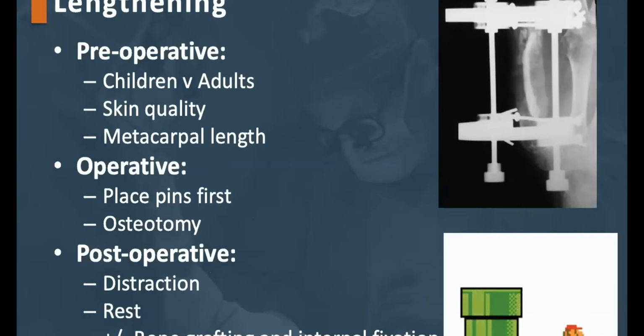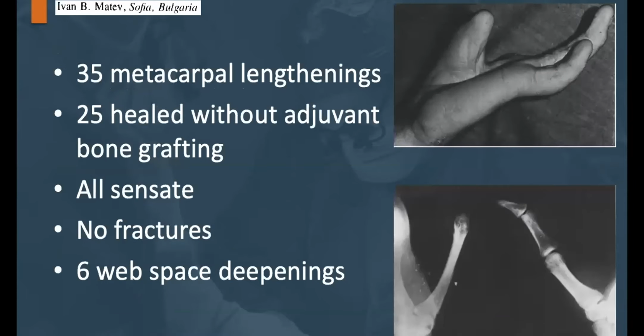You can use a bone stimulator during the consolidation phase if on follow-up x-ray your bone healing is a little sluggish. And then sometimes, especially in adults, there may be a need for interpositional bone grafting to assist in the formation of bridging bone. And then you can take advantage of that second procedure when you take off your external fixator to add internal fixation.